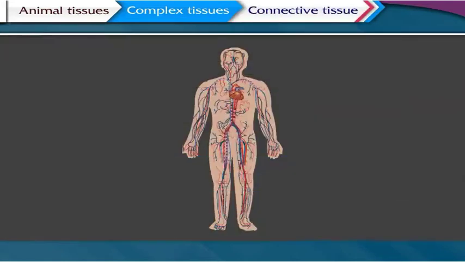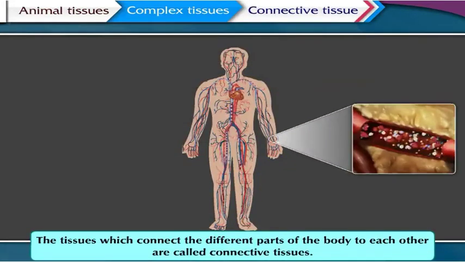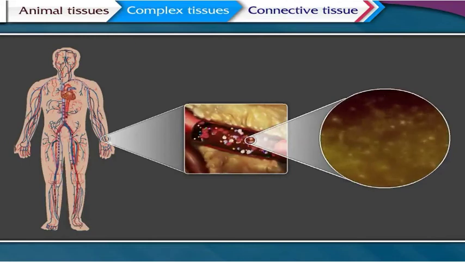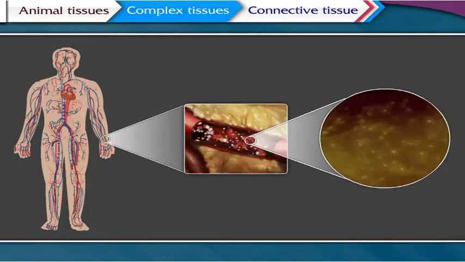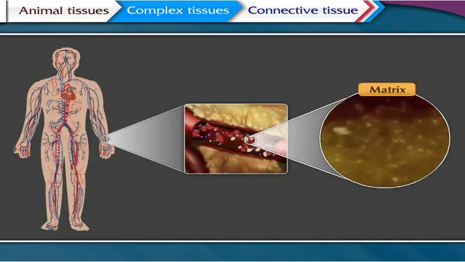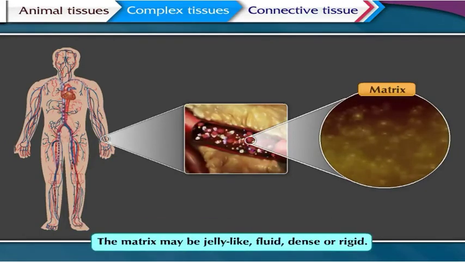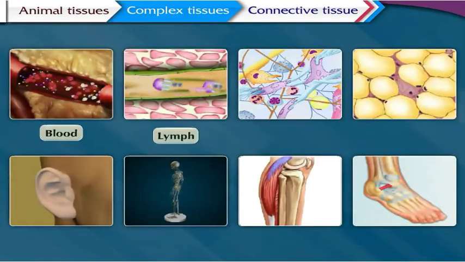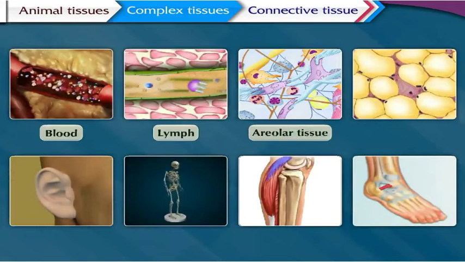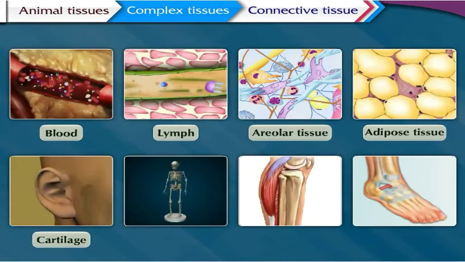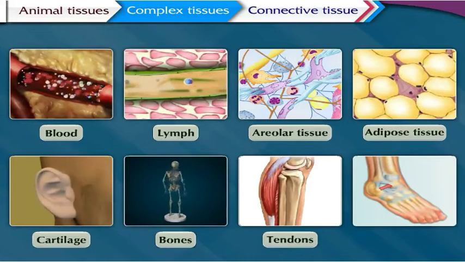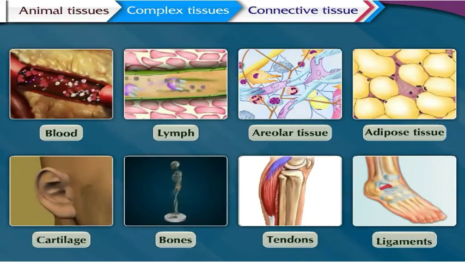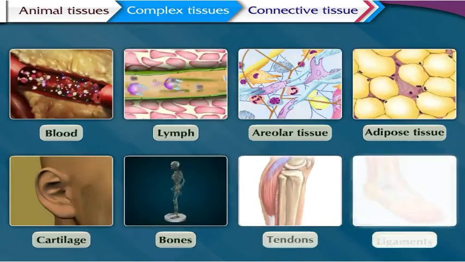Connective tissue. The tissues which connect the different parts of the body to each other are called connective tissues. The cells of this tissue are not joined to each other, and there are matrices in their vacant places. The matrix may be jelly-like, fluid, dense, or rigid. Blood, lymph, areolar tissue, adipose tissue, cartilage, bone, and tendons, and also ligaments are types of connective tissues. Let us understand the different types of connective tissues with the help of a table.